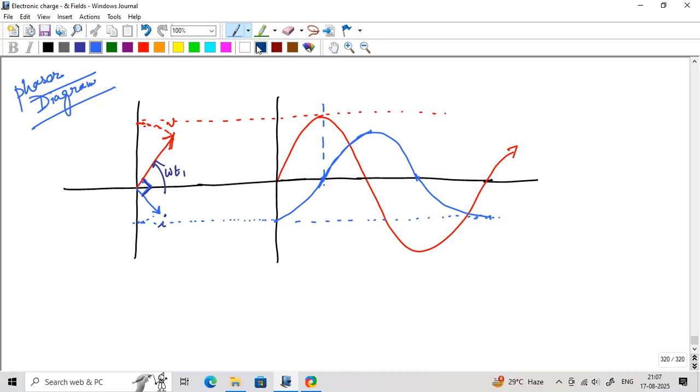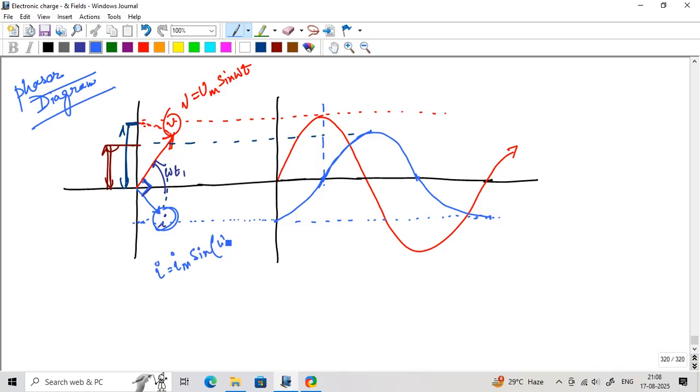Okay. So now here you see that one full cycle has a maximum voltage. If I rotate here, that point is a maximum current. So here we see that this voltage V is equal to Vm sine omega t, and this current I is Im sine omega t minus pi by 2. That is a pi by 2 difference between voltage and current.